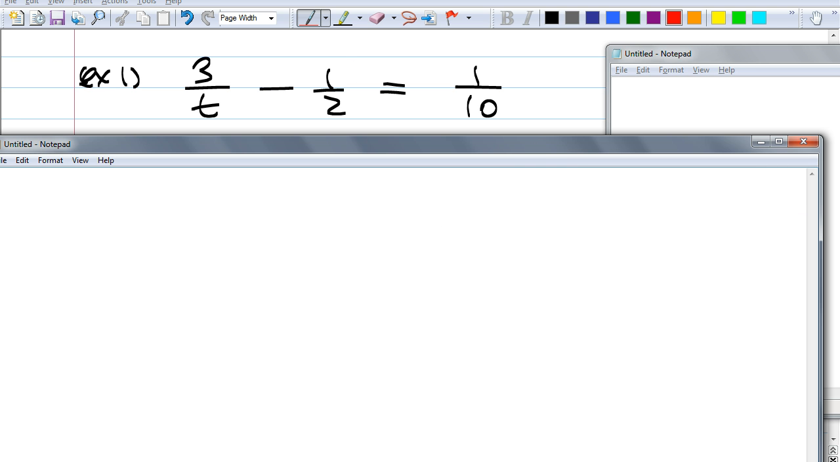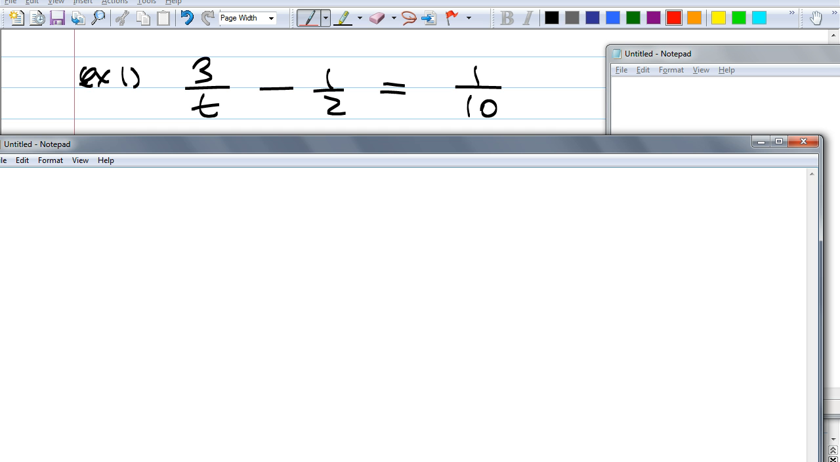Let's look at example 1. Here's an equation with a variable in the denominator: 3 over t minus 1 over 2 equals 1 over 10. Okay. So look at this equation. 3 over t minus 1 over 2 equals 1 over 10, right? Thomas, what should we do here in this case? You're going to have to get the LCD. Exactly right. We're going to multiply both sides by the LCD.